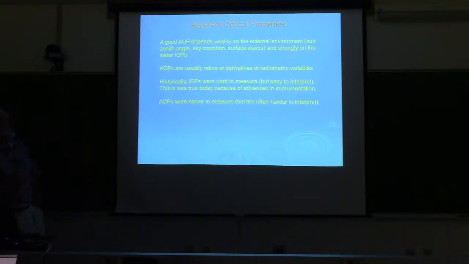The reason these things came into use was that in the old days you didn't have ACSs and all these other instruments. So IOPs were hard to measure, but if you did know them, they're easy to interpret. But AOPs were easy to measure, but the problem is they're sometimes hard to interpret. So that's my law of conservation of misery. It's either easy to measure and hard to make sense of, or it's hard to measure, but easy to make sense of. This is less true today. We now have a lot of instruments with which you can measure IOPs and you're good to go. But AOPs are still the basis of remote sensing, for example.